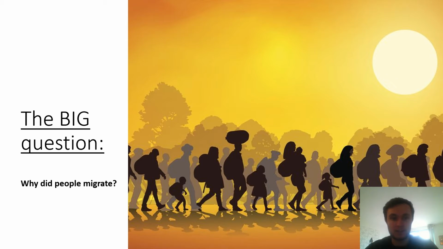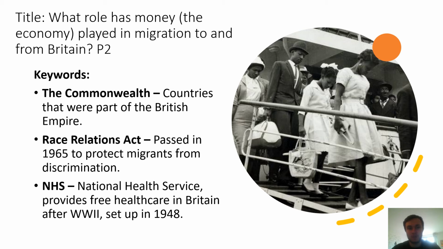Welcome to another lesson on migration, looking at our big question, which is why did people migrate? The title for today is again, what role has money, the economy, played in migration to and from Britain, part 2. You'll remember last lesson we looked at the Irish migration to Britain. Today we're going to be looking at migration from the Caribbean.